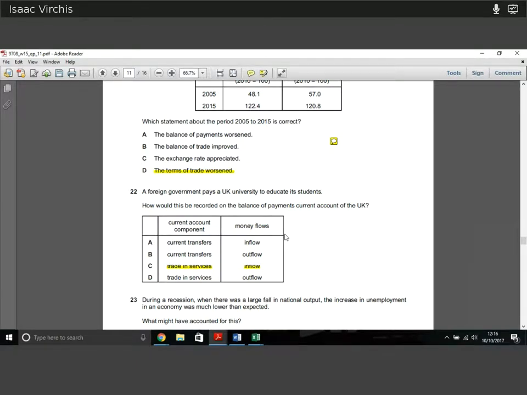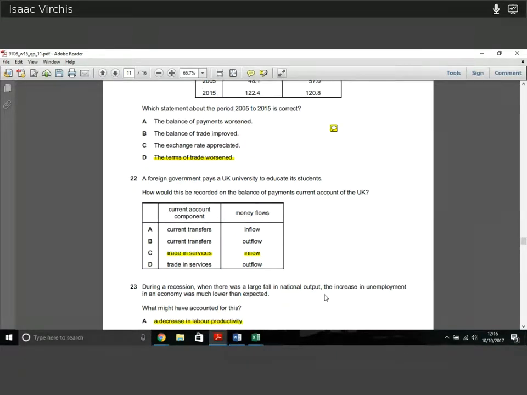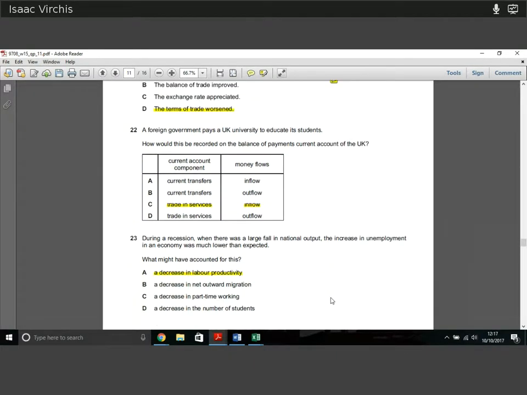It's a simple classification question, just important to make sure you don't get caught out by inflows and outflows, and trade in goods versus trade in services. Make sure on these questions you're making very clear decisions and making sure your answers match those decisions.